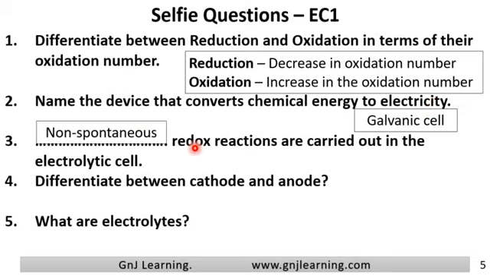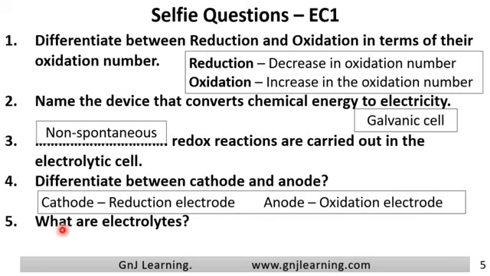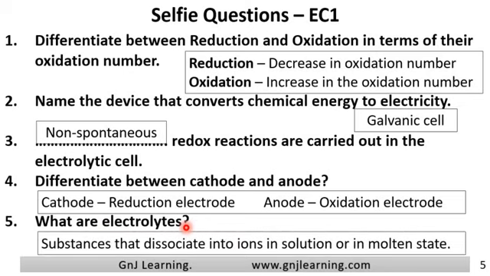And the third one, redox reactions are carried out by the electrolytic cell. What type of redox reactions are carried out by the electrolytic cell? Non-spontaneous redox reactions. The fourth question is differentiate between cathode and anode. Cathodes are the electrodes where reduction takes place, and anodes are the electrodes where oxidation takes place. So cathode is reduction electrode and anode is oxidation electrode. What are electrolytes? Substances that dissociate to give ions. Sometimes it may be in solution or sometimes in the molten state. So substances that dissociate to give ions are called electrolytes.